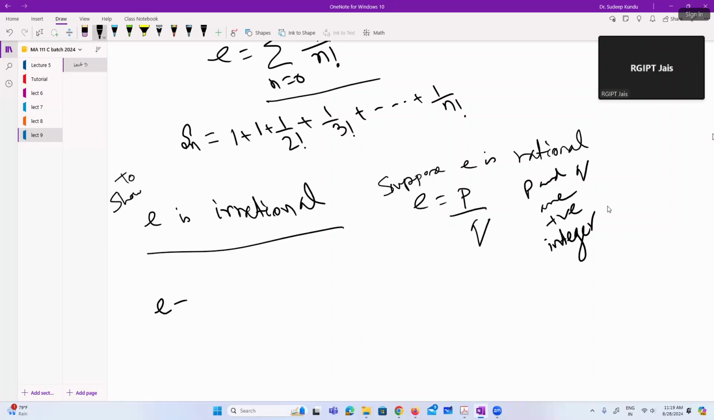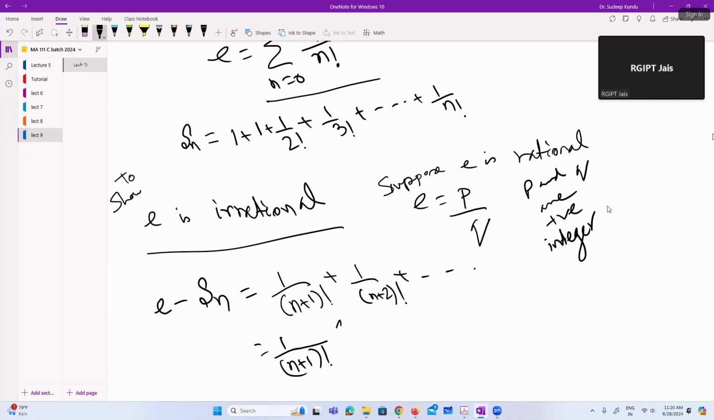So what will be this value, e minus S_n? It will start from 1 by (n plus 1) factorial, right? Then 1 by (n plus 2) factorial. Is this clear? Now if you take 1 by (n plus 1) factorial common, what will you get?